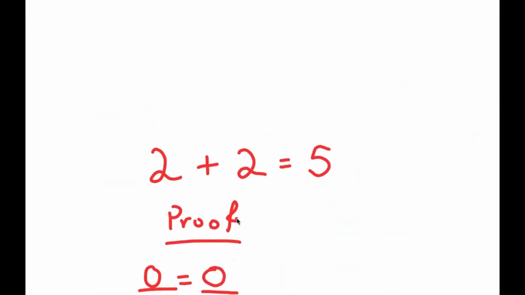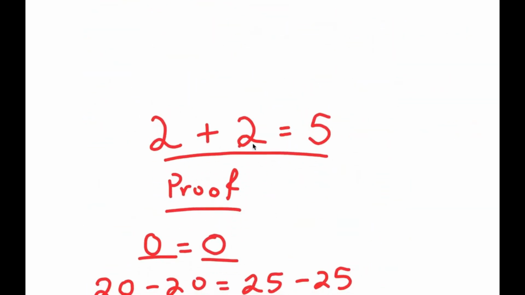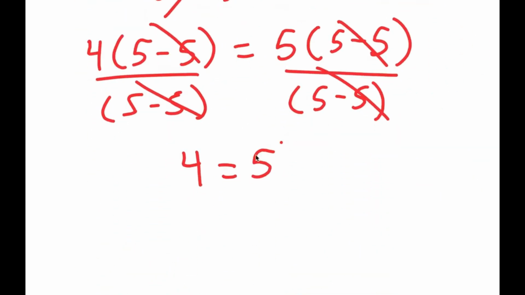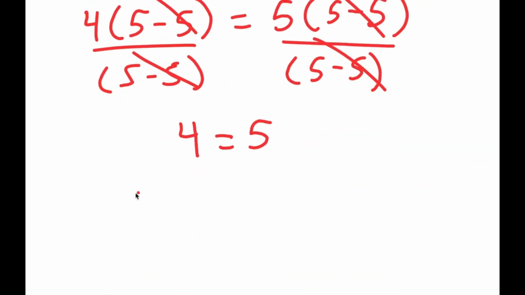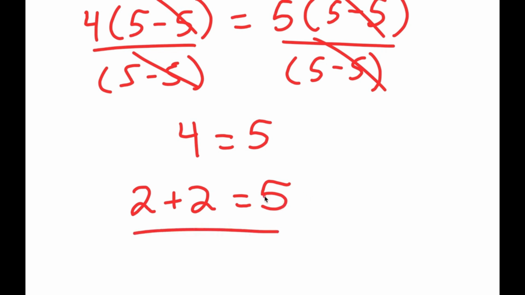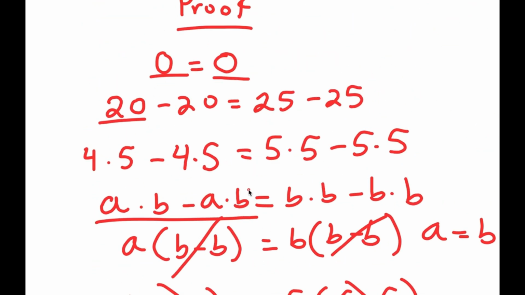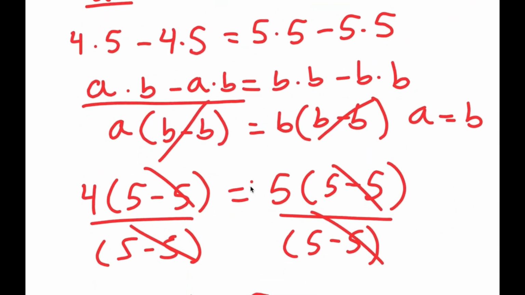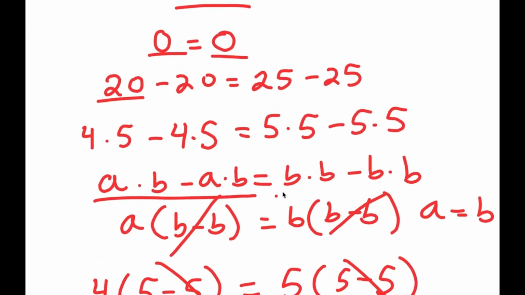Now, going back to our original equation, I said that I was going to prove that 2 plus 2 is equal to 5, right? Well, what is 4 equal to? 4 is equal to 2 plus 2. So I get 2 plus 2 is equal to 5. So I just proved that 2 plus 2 is equal to 5. And now I know what you're thinking. This is mathematically incorrect, right? How can 2 plus 2 equal 5 when 2 plus 2 is equal to 4? Well, look back here and try to figure out where I made an error.